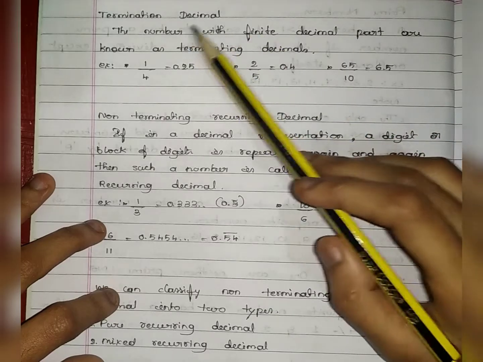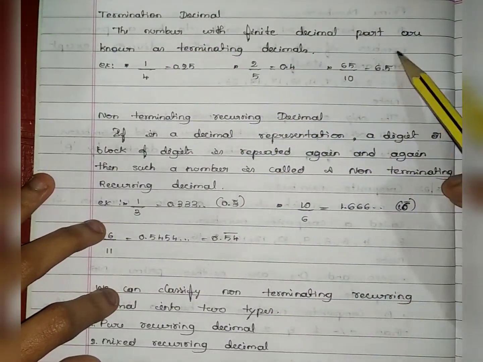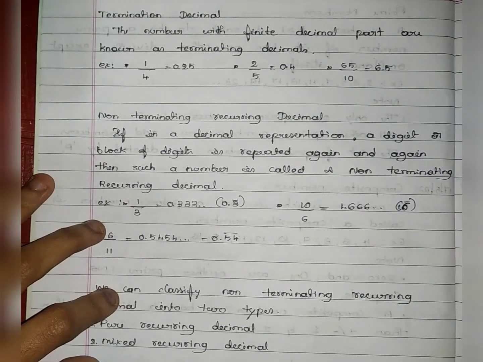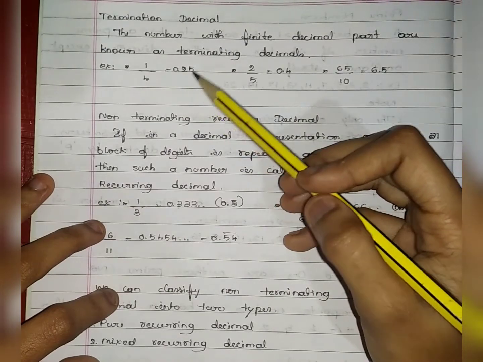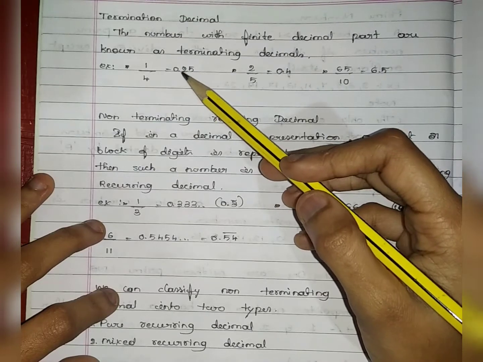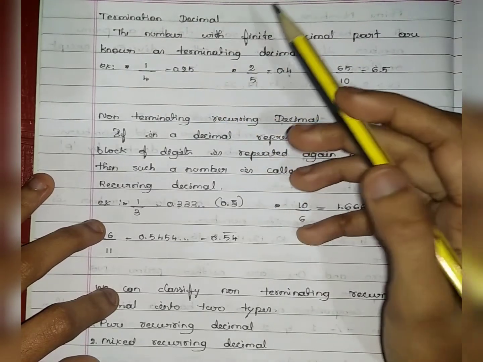What is a terminating decimal? The numbers with a finite decimal part are known as terminating decimals, which have a finite number of decimal digits. So it doesn't continue; it will stop right there. If we do 1 by 4, it stops at 0.25. The 5 doesn't continue.